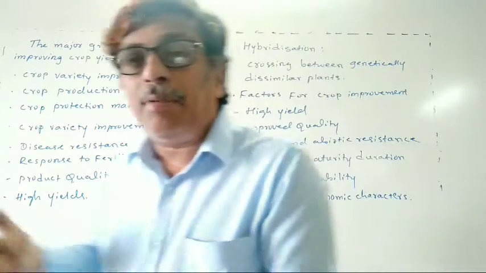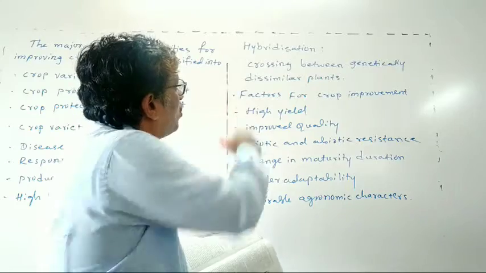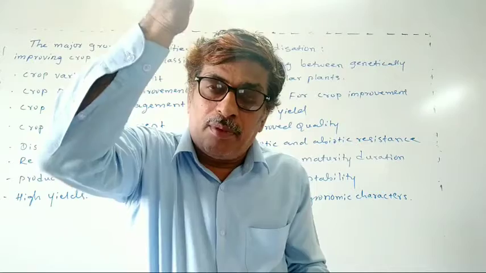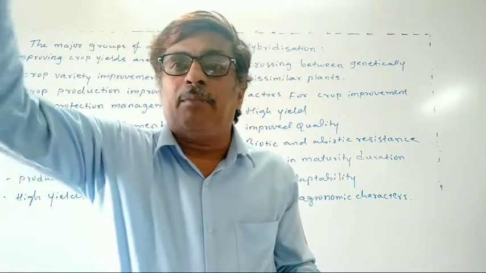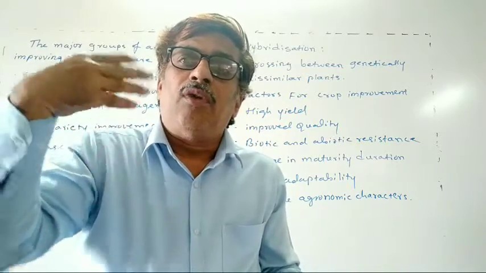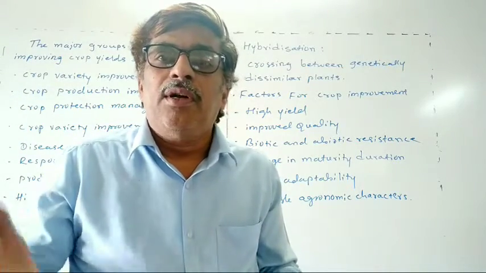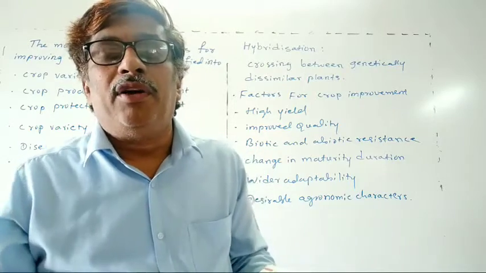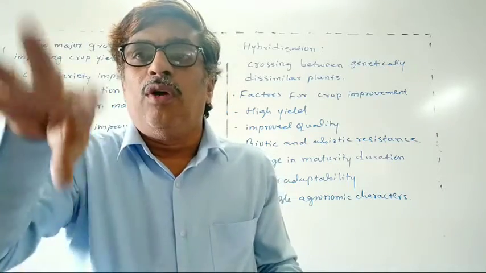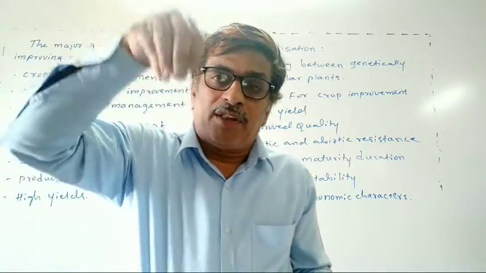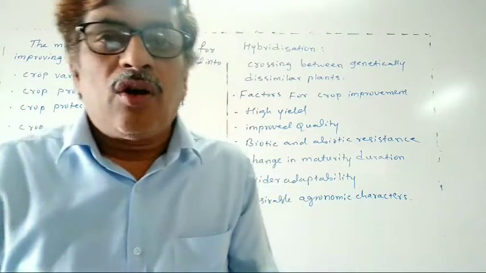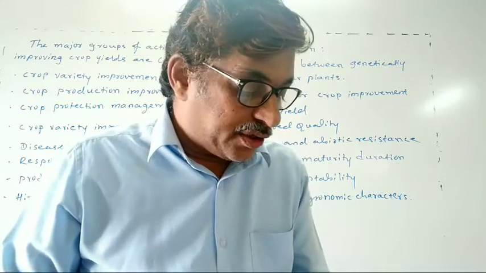So what do you mean by hybridization method? Hybridization means crossing between genetically dissimilar plants. For example, here a plant A and then plant B. Plant A has the characteristic of disease resistance power. Plant B has the characteristic of a high yielding variety. So these two you have to cross. Then the new one will be the third one, the offspring. That will have both the resistance powers. In this way, you call it hybridization.